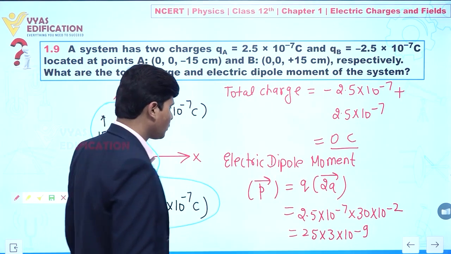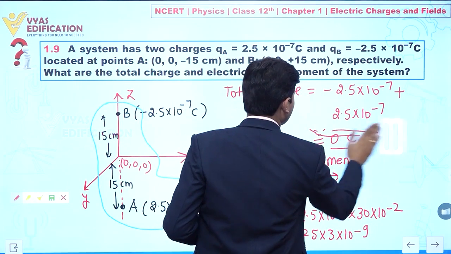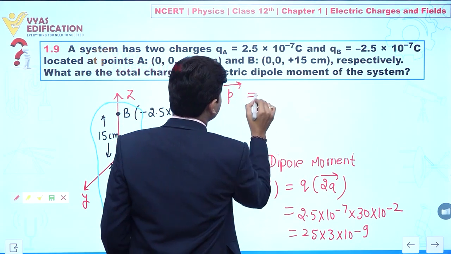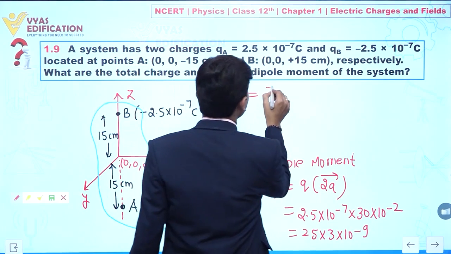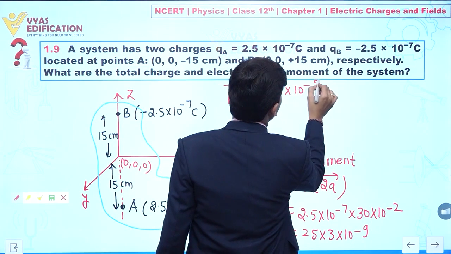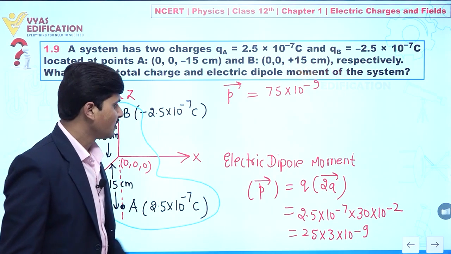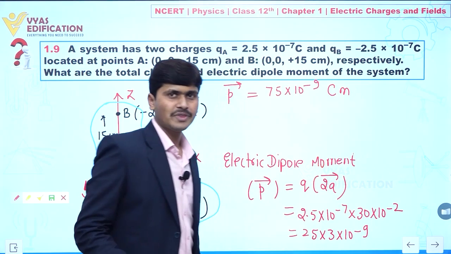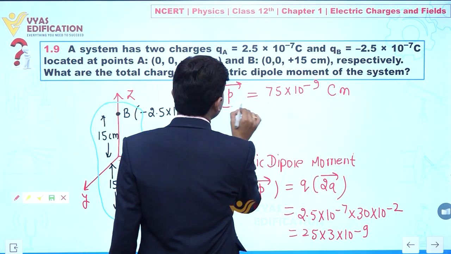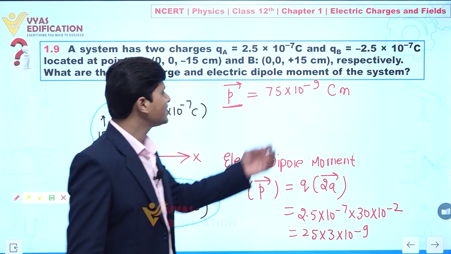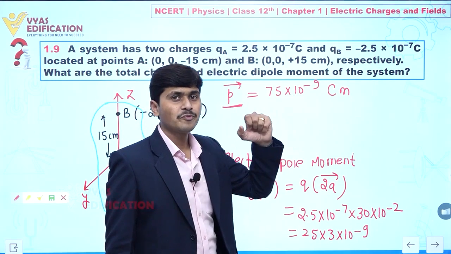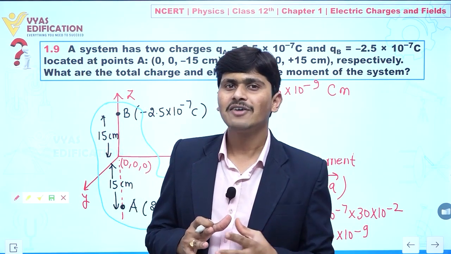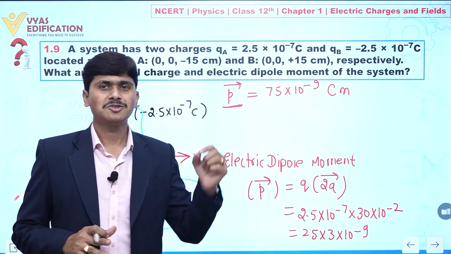So from here the value of the electric dipole moment is 75 into 10 to the power minus 9. What is the unit? We have charge in coulomb and distance in meter, so the unit is coulomb meter. Now you can say, sir, this is a vector quantity and this is just the magnitude and unit. What about the direction? So my dear student, the electric dipole moment always has direction from minus q charge to plus q charge.